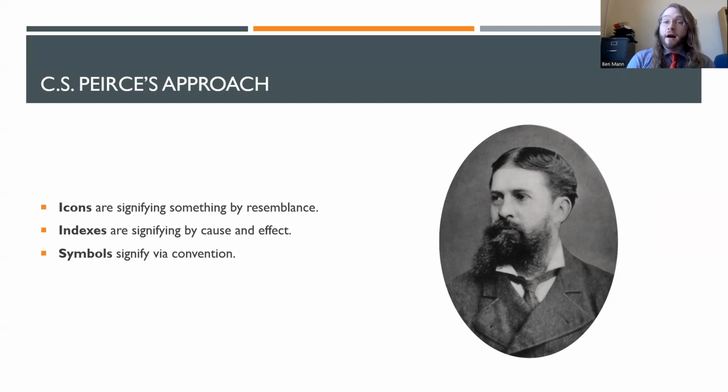Indexes are signifying by cause and effect. One really good example of this is if you're out in the woods and you see heavy smoke, right? You know that there's probably a fire. And then symbols are using convention, right, to symbolize or represent something. So a good example of this is the pi symbol representing 3.1415. Right? We're using conventions, attitudes, and norms to recognize that the pi symbol is standing in for and representing this very long number with very many decimals that would be very difficult for us to write the same way every single time. We use shorthand through the use of symbols.